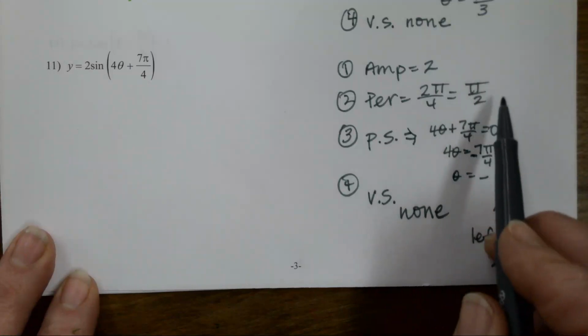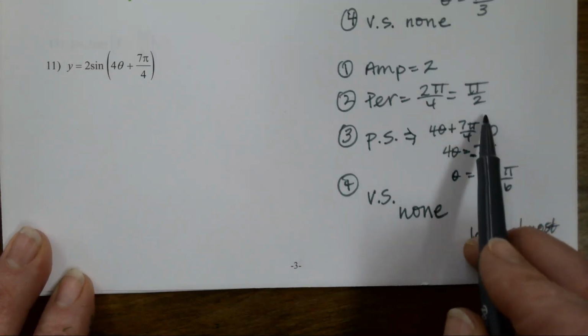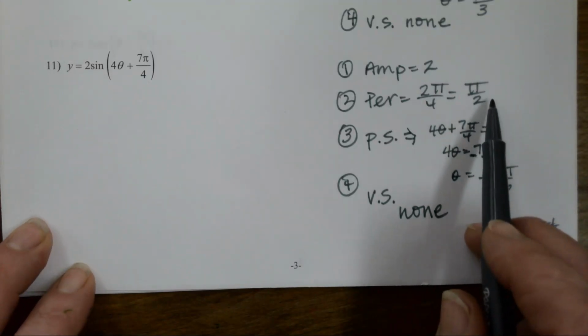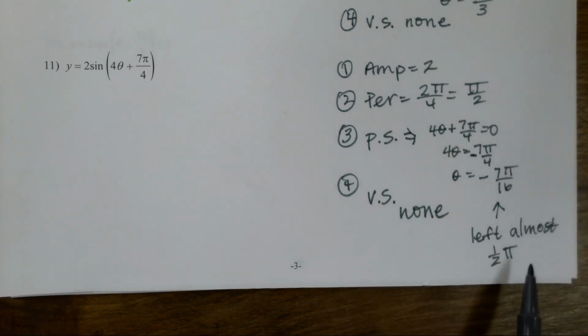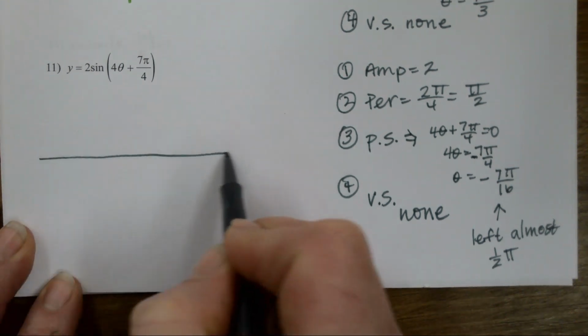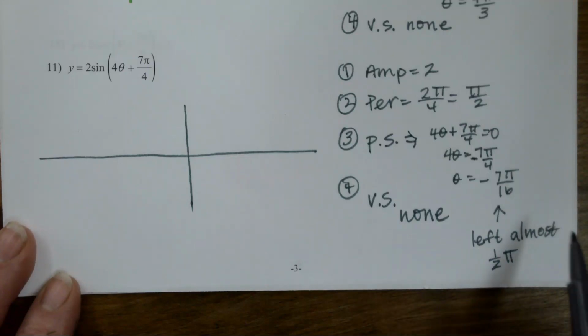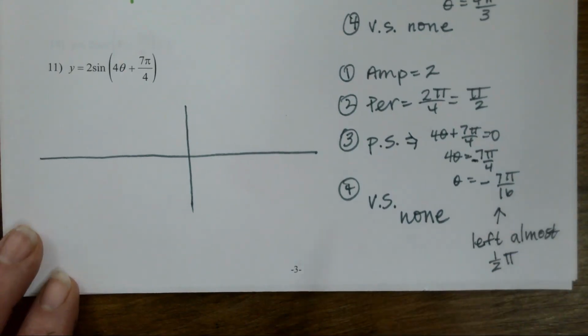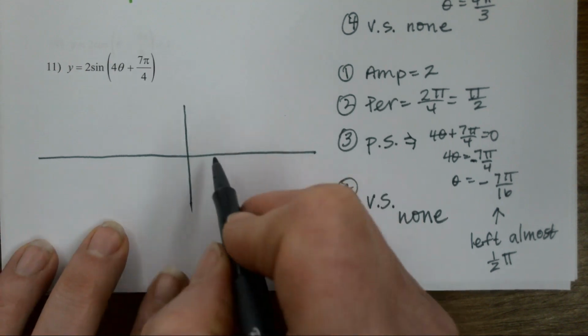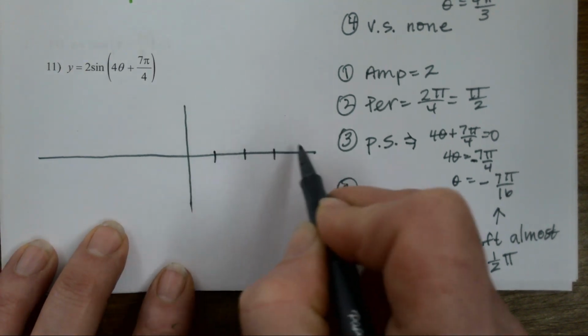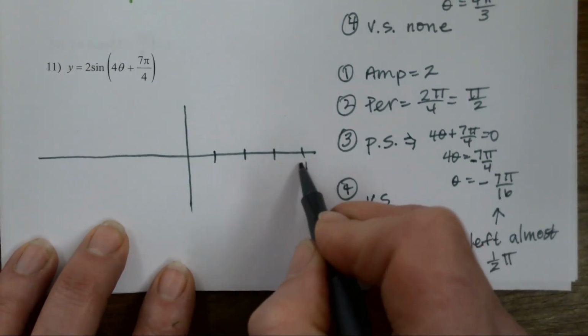Well, my period is pi over 2, which again means when I'm shifting almost pi over 2, I'm going to need to go all the way in the other direction. So I'm going to make sure I give myself plenty of movement room to the left, because I'm moving almost as much as the period is, but backwards. But I'm still going to label my original graph with my original period, pi over 2.